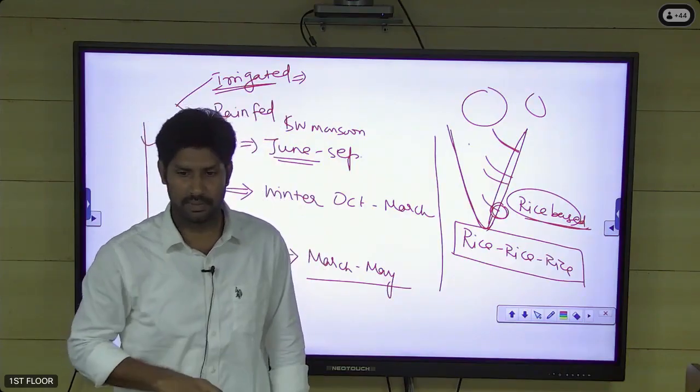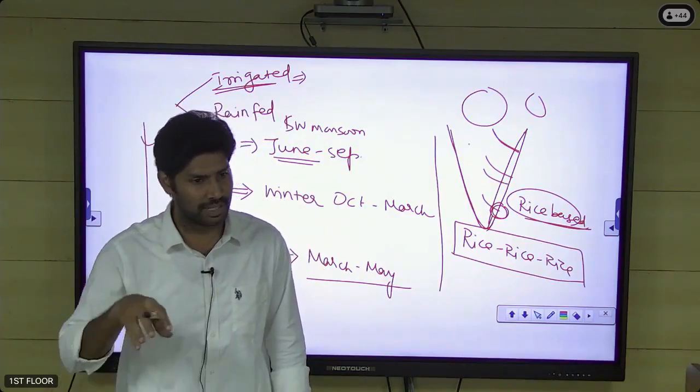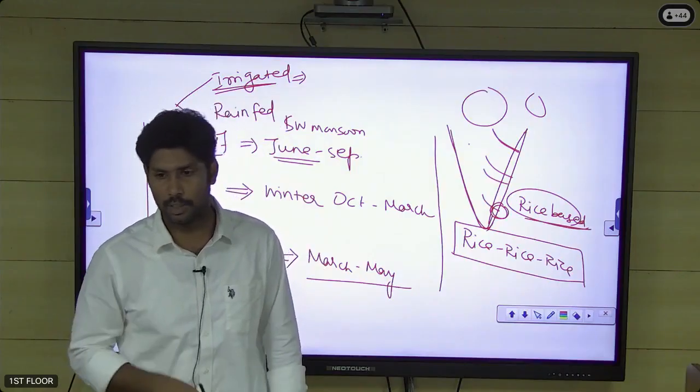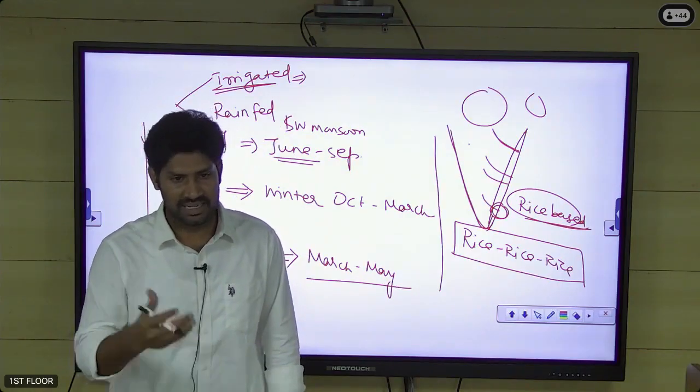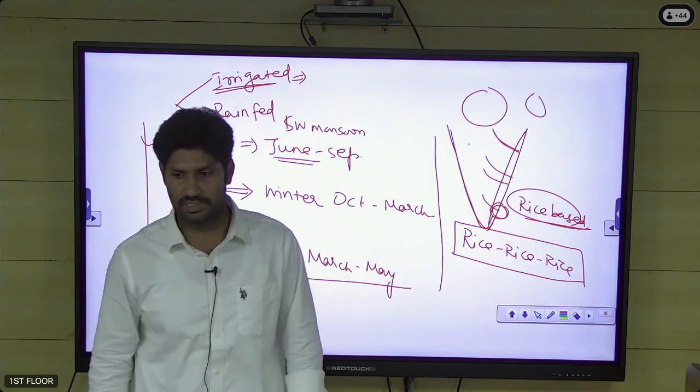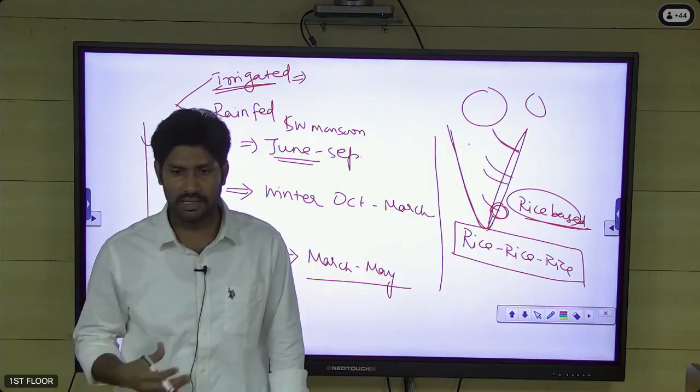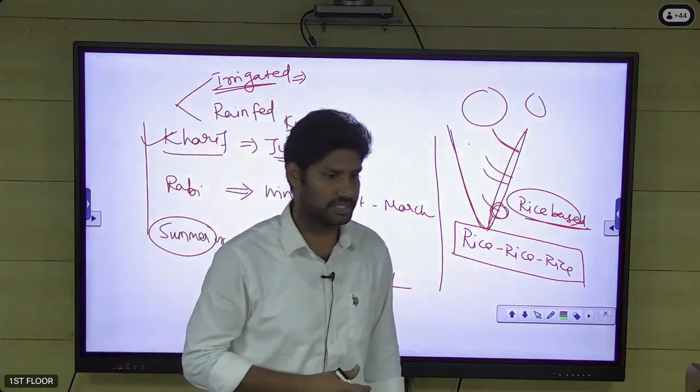Borewell into open well. But the borewell is very common nowadays. Farmers are using the borewell, the tubewells. And in South India, tank irrigation is very famous. In Karnataka and Tamil Nadu, tank irrigation is an important source of irrigation.